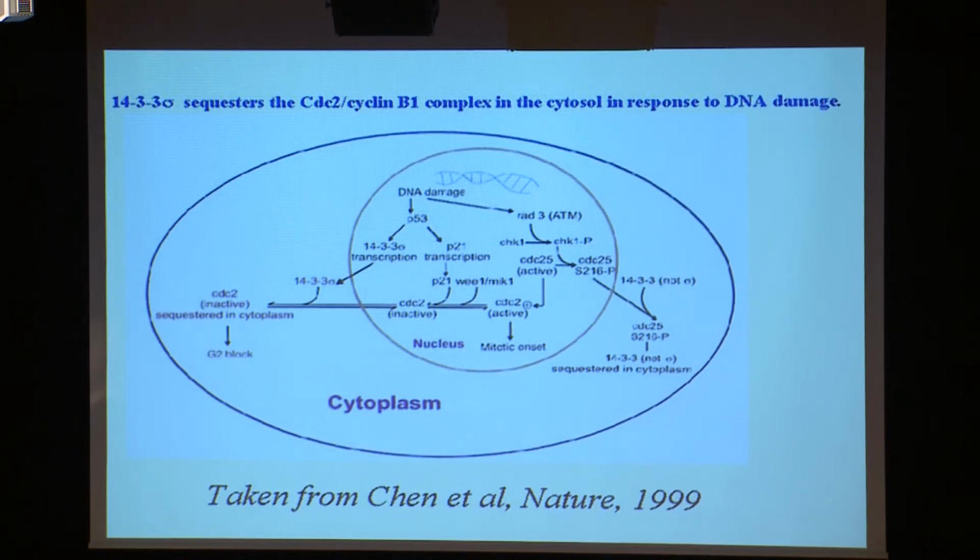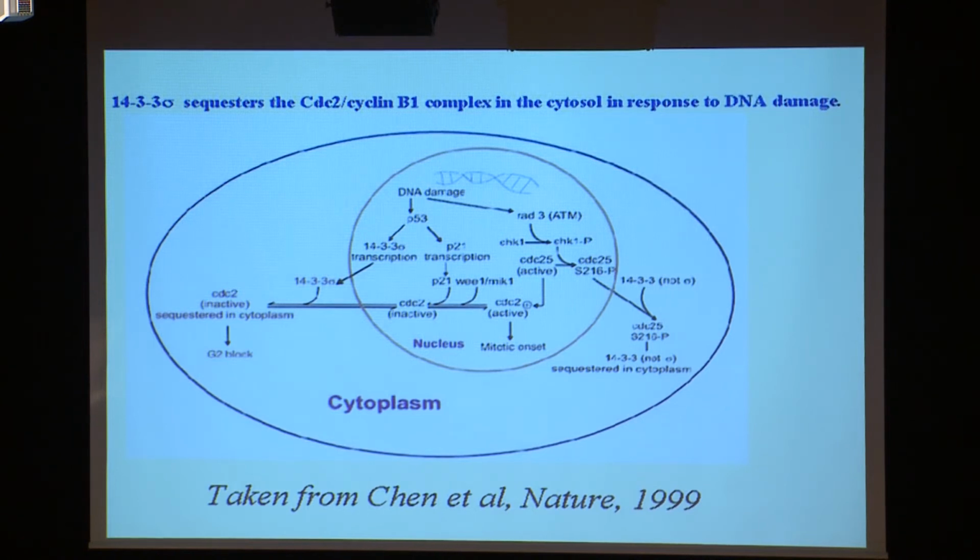It has been shown in proof of this that knockout mice, where this particular isoform has been knocked out, do not have this cell cycle checkpoint, and they're very sensitive to radiation damage or mutagens and readily form tumours, because the sigma 14-3-3 is absent, and therefore they can't respond to the DNA damage by sequestering proteins into the cytoplasm.